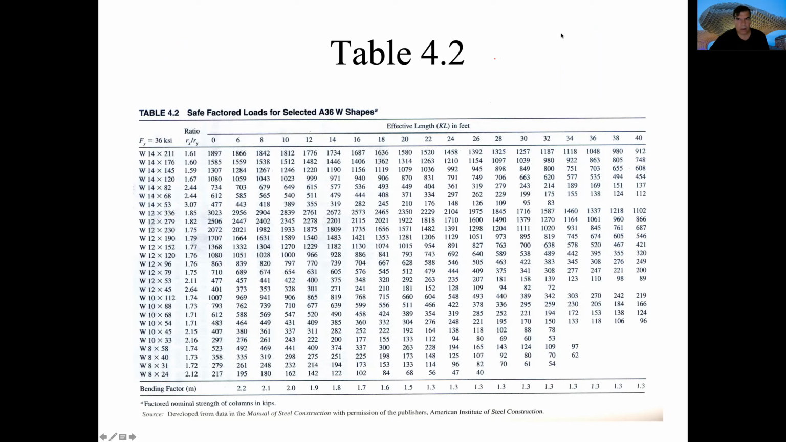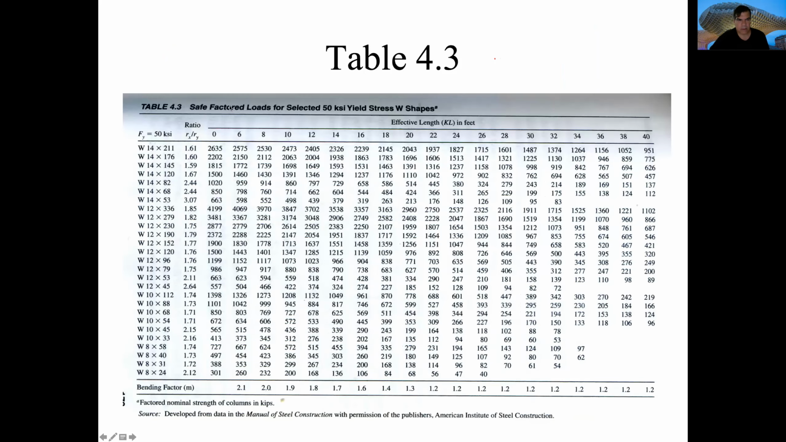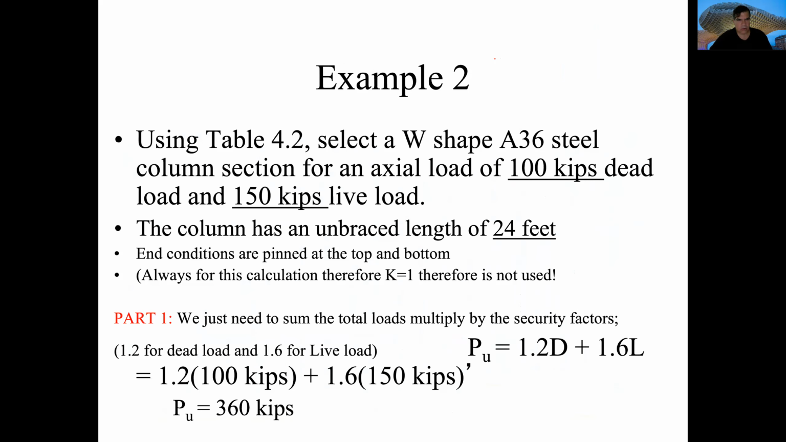Let me go back. We have the same table, but with a steel of 50. Exactly the same table. Usually for the test, we use 36. 50 KSI is the steel that we use for very tall buildings and skyscrapers. The 36 is used in normal construction. Well, we will look at example number 2.